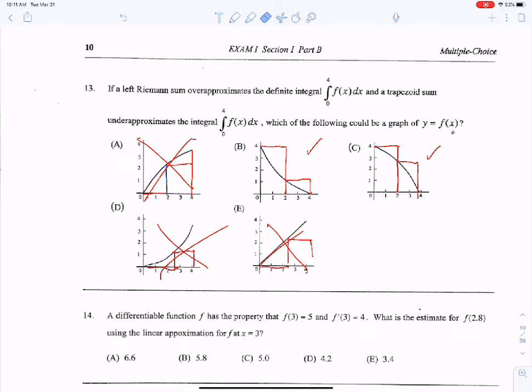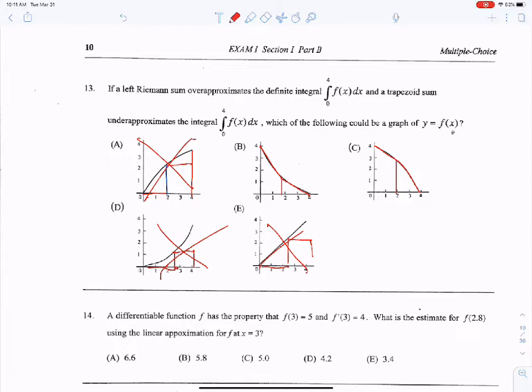Okay, then let's go and figure out between B and C. So now we're going to do trapezoids. And I'm going to, again, just do two trapezoids here. So for this one, trapezoid 1 is going to go from here to here, and then here to here. Looking at the second one, here to here, here to here.